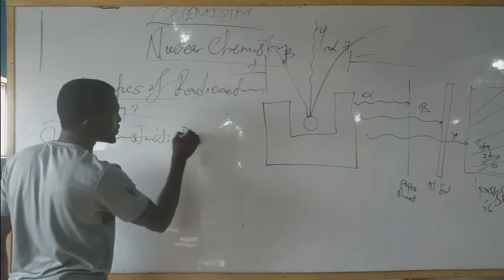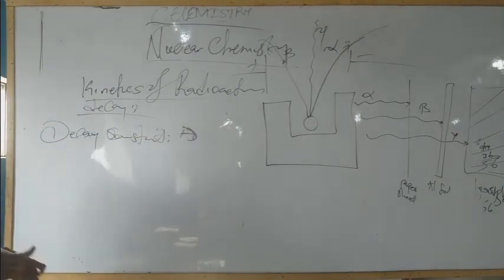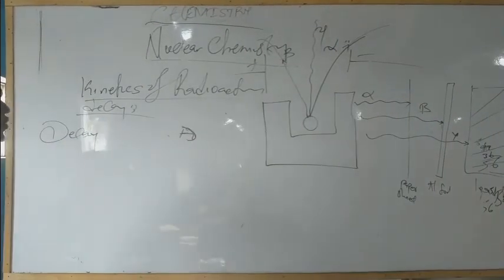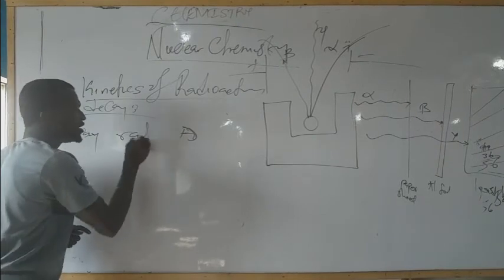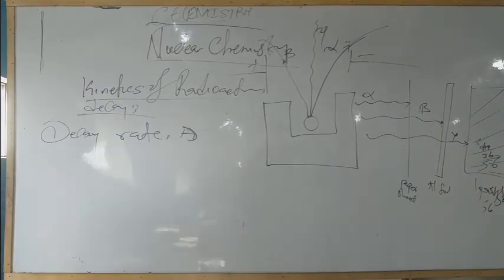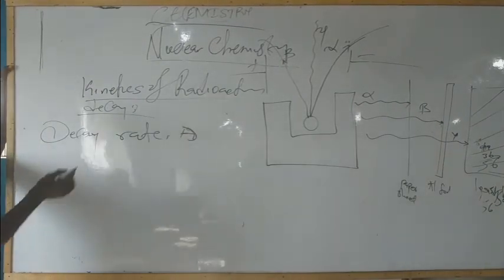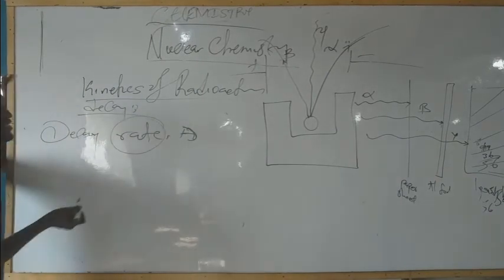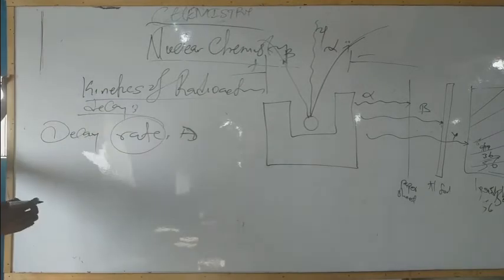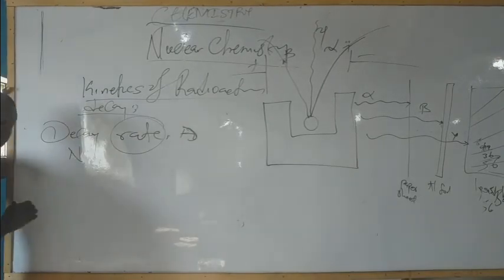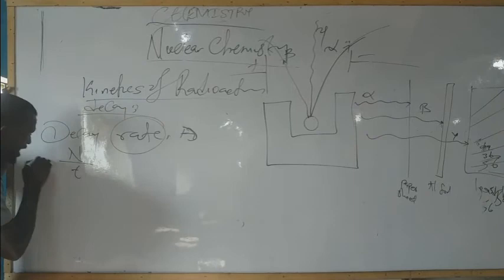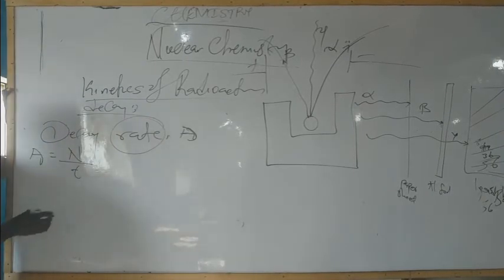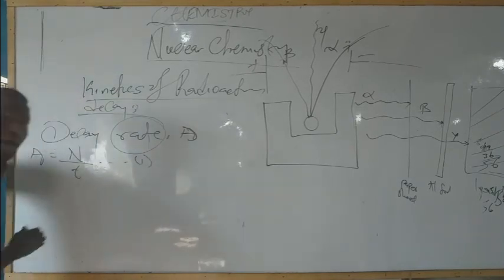Decay constant. Now, when we talk about decay rate, what is meant by decay rate? Decay rate, as we all know, rate simply means a change in a physical quantity with respect to time. Decay rate simply means a change in the number of radioactive nuclei present divided by time. That is, decay rate A is equal to ΔN over Δt. We'll label this as equation 1.